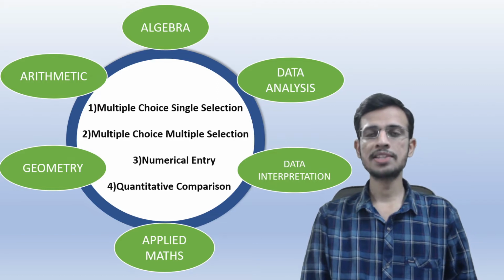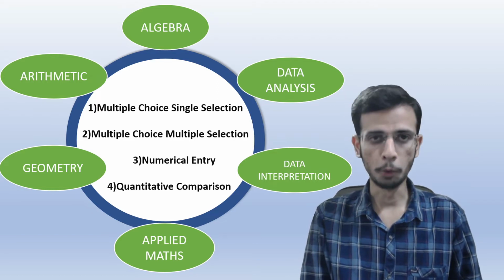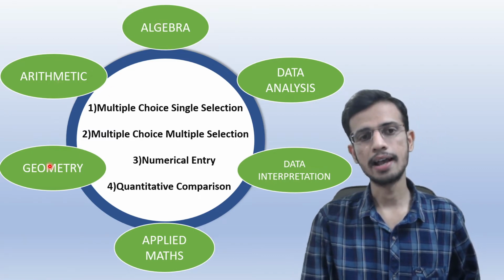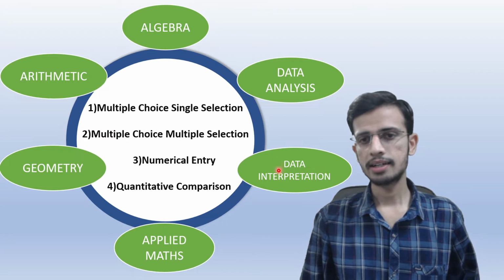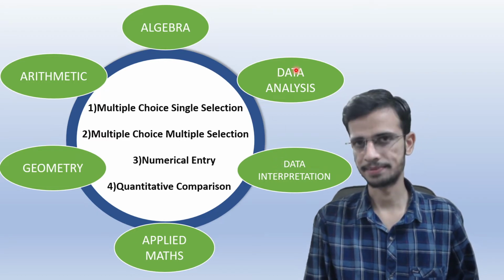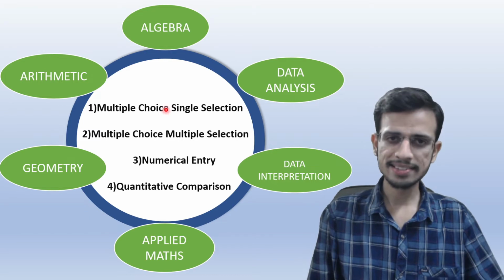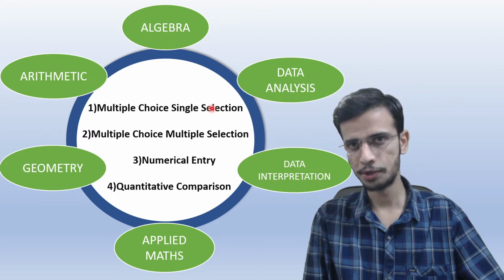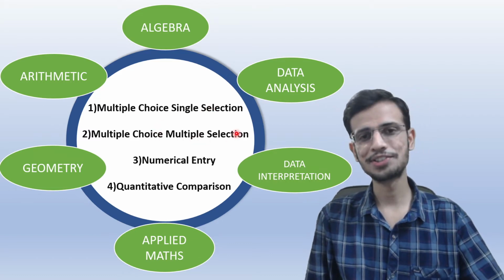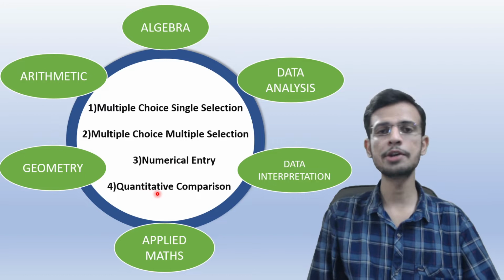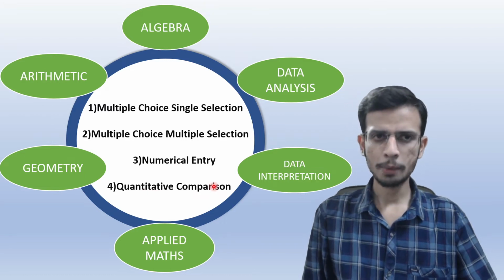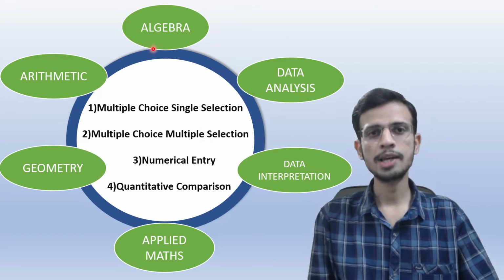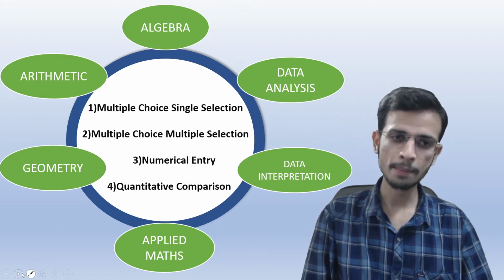These are the major 6 topics of this quant portion. As you can see on the screen: algebra, arithmetic, geometry, applied math, data interpretation and data analysis. And these are the types of questions we can expect in the exam: multiple choice single selection, multiple choice multiple selection, numerical entry type questions and quantitative comparison questions. Believe me guys, these questions are very easy, and we are starting from the algebra portion. Today we are going to discuss the algebra portion.